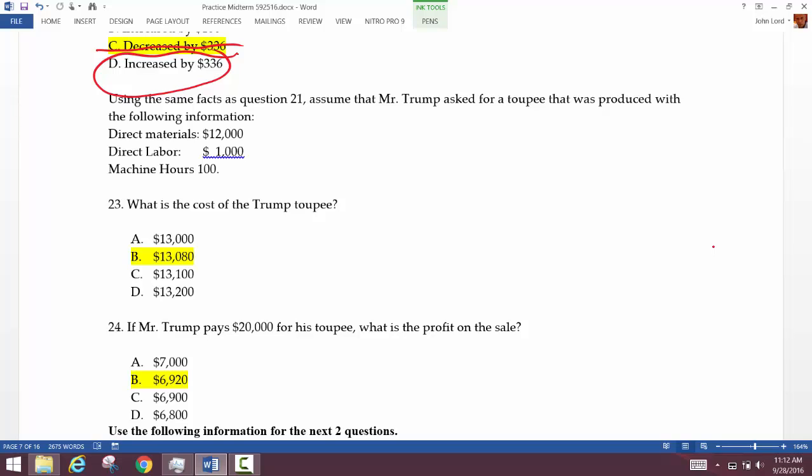Okay, so how much will he have to pay for this? Well, we already said he has to pay $20,000, doesn't he? Okay, but how much is the cost of it? Who wants to do this? The cost of this toupee.